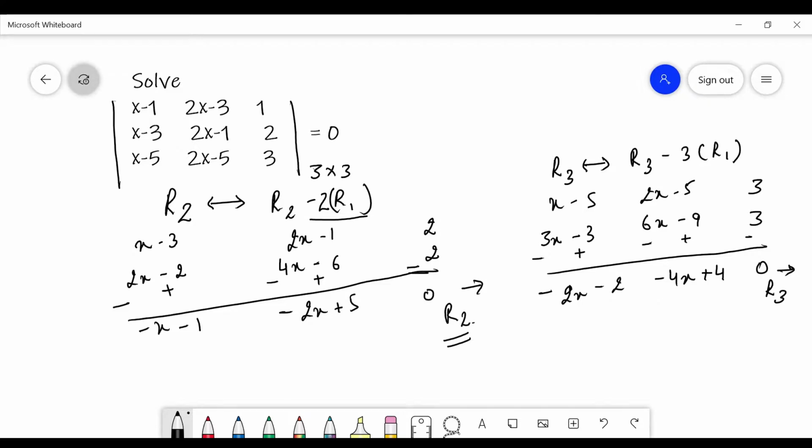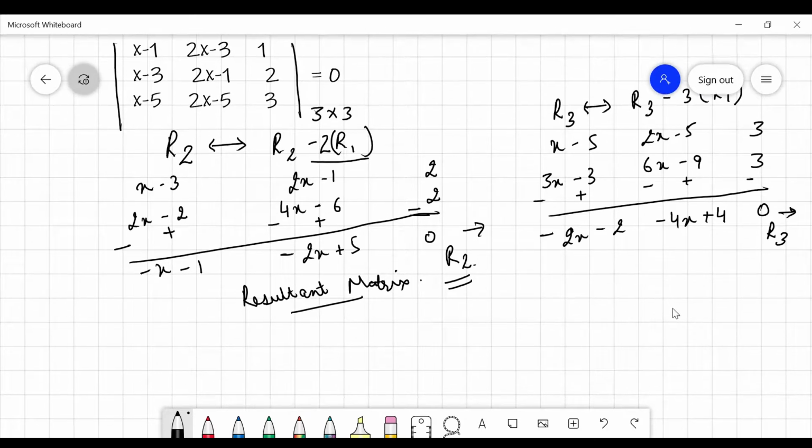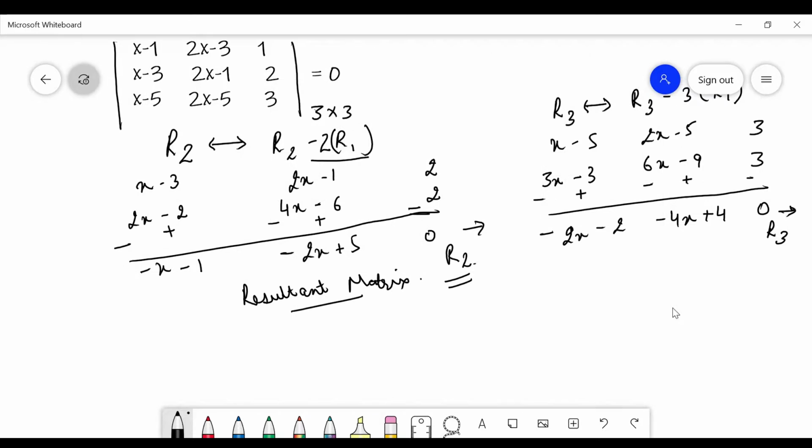So what is my resultant matrix on the basis of these rows? My resultant matrix is, you can see here, my first row will remain as it is, right? There is no change in the elements of the first row. This is x minus 1, 2x minus 3 and 1. And instead of the second row, I will get a new row.